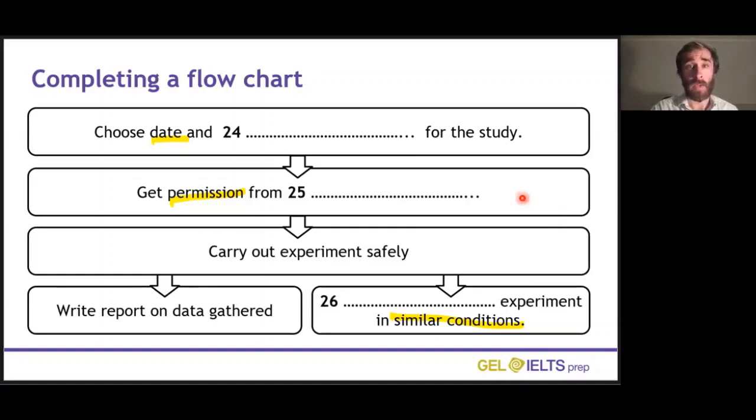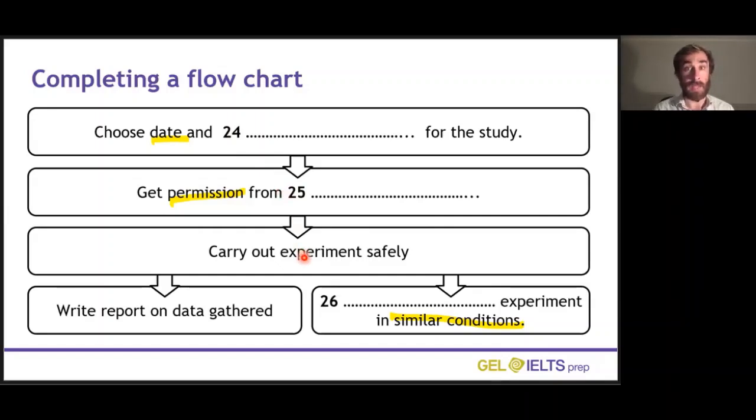Question 25 will probably be a person. It could be the name of a person, it could be the name of a job, so the supervisor, for example, or it could be maybe a collection of people, like a department, so get permission from the experiment department, something like that. Now, this is a flowchart, and the questions always go in order of the numbers. So after 24, we're going to hear the information for 25.